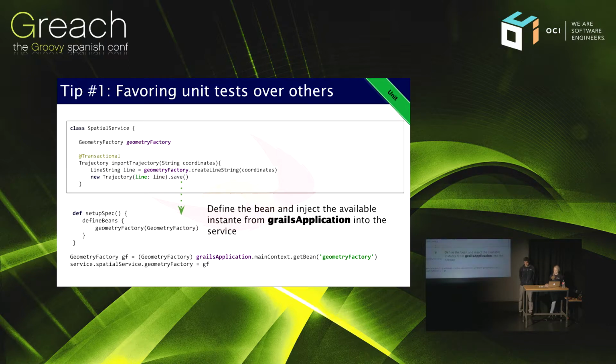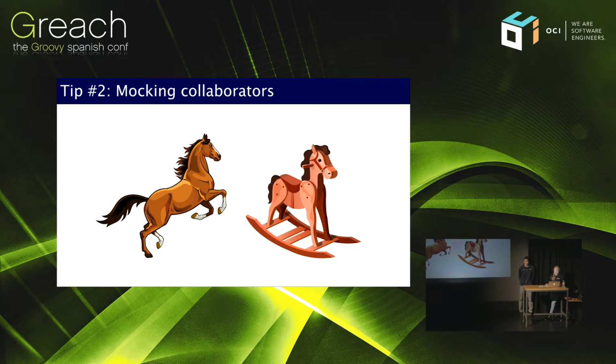This makes the bean available from the Grails application property, and in this way you can instantiate it and then inject it into the service. We have seen some useful practices to implement a unit test which needs some collaborators to work properly, but let's talk a little more about mocking collaborators.